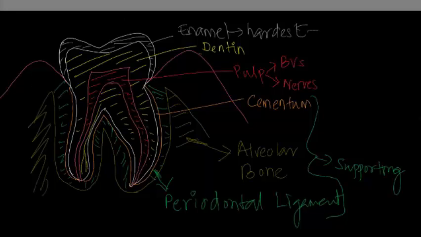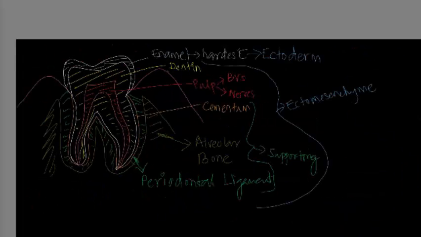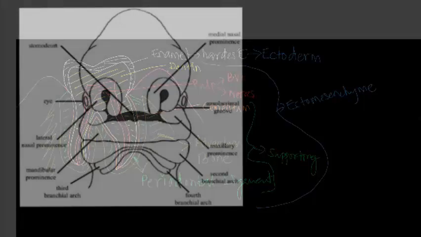Okay, now what we need to know here as well is that enamel is the only structure which is derived from the germ layer called ectoderm. The rest of the tooth structures, they are all derived from something called the ectomesenchyme. Okay, so now let me put this away.